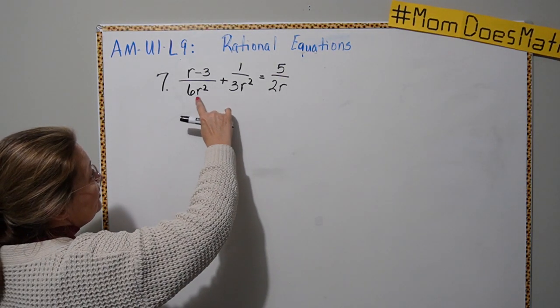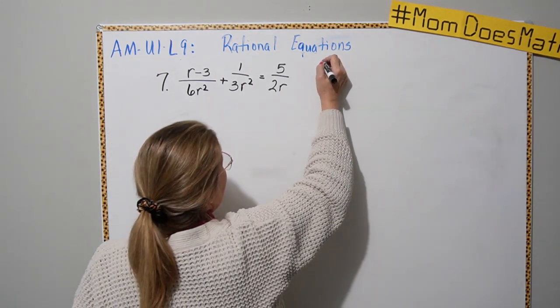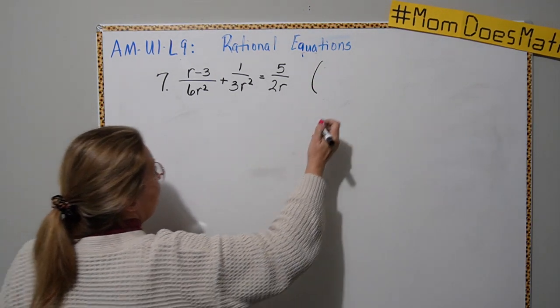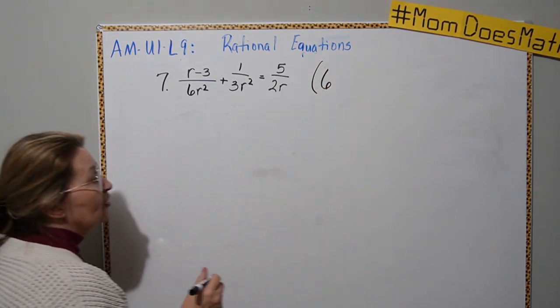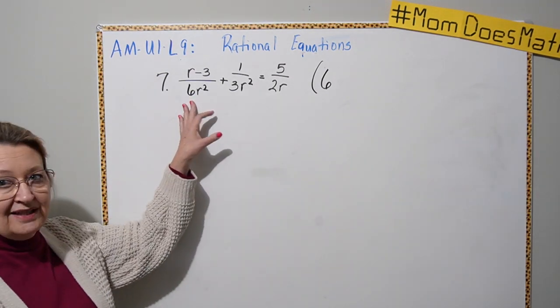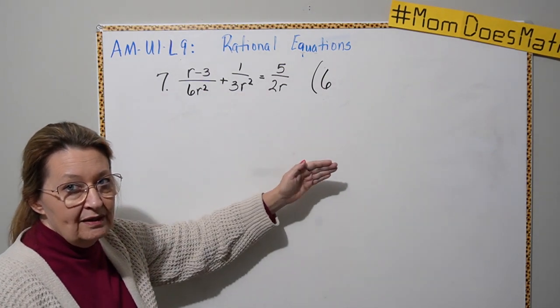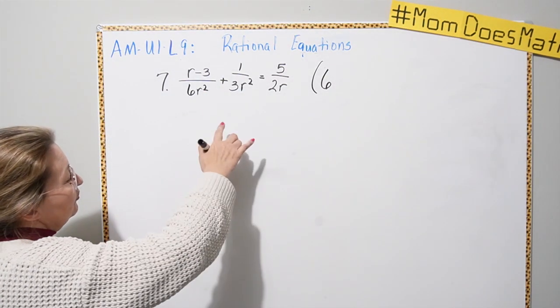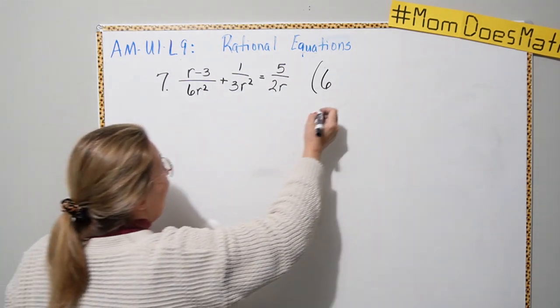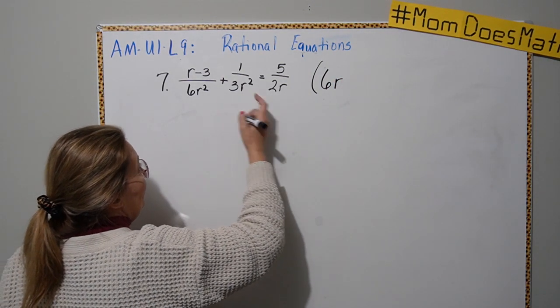First, look at the numbers, 6, 3, and 2. What will all 3 of those numbers go into? 6. Remember, your lowest common denominator has to be at least as large as the biggest number that you have, because that has to go into it. All right, now what variable do you have? You have an r, and what is the largest exponent of r that you have?